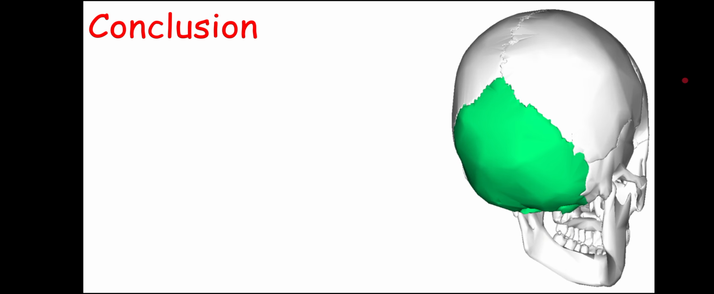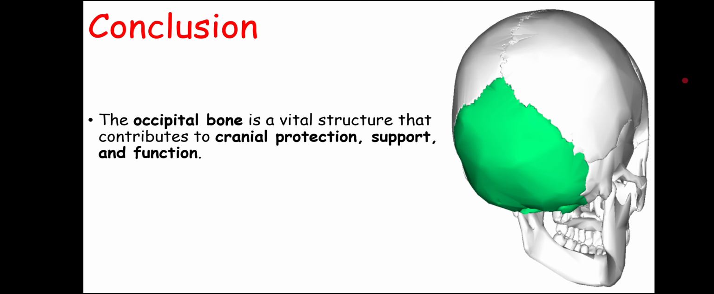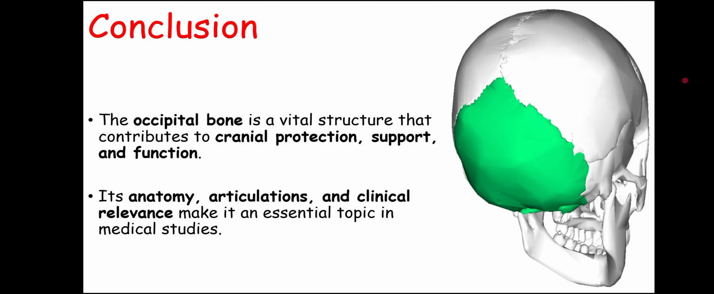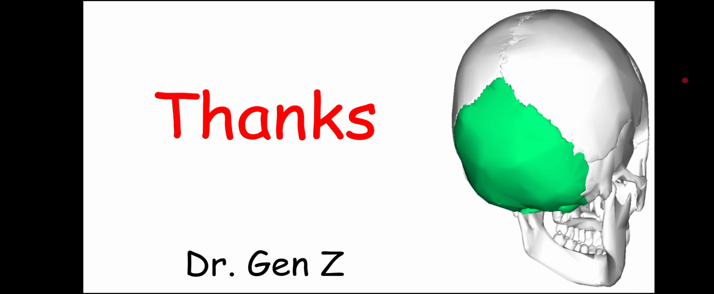Now let's talk about the conclusion of our lecture today. The occipital bone is a vital structure that contributes to cranial protection, support, and function. Its anatomy, articulation, and clinical relevance make it an essential topic in medical study, and that's the reason occipital bone is really important to learn and understand. So this was about occipital bone.